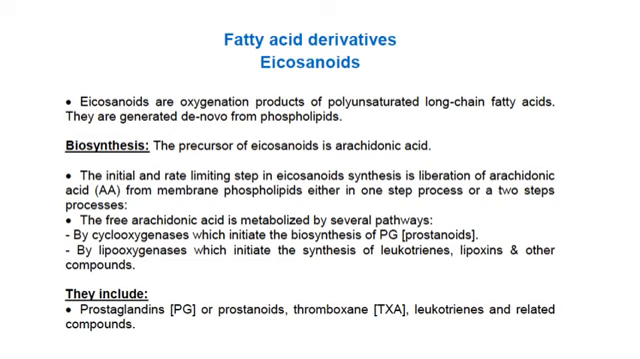The initial rate limiting step in their synthesis is the liberation of arachidonic acid from the membrane phospholipids. This arachidonic acid is a fatty acid. Where do we find it? We find it in the phospholipid of the cell membrane. Our cell membrane contains phospholipid, and arachidonic acid comes from the phospholipid of the cell membrane.